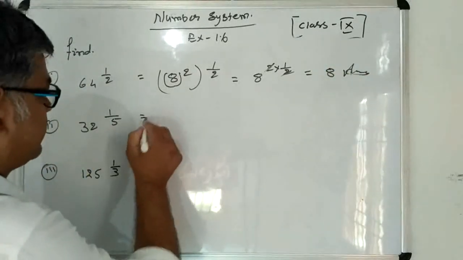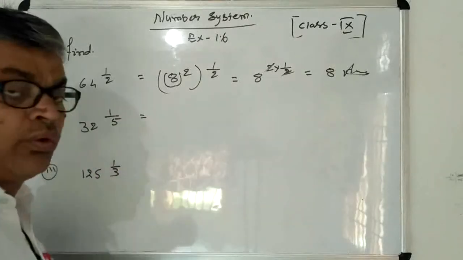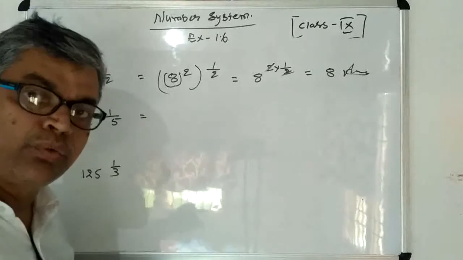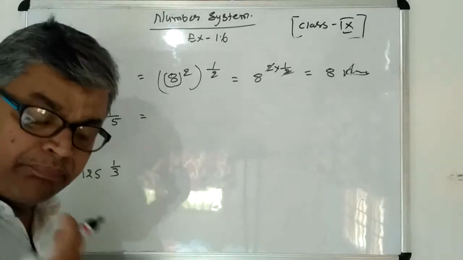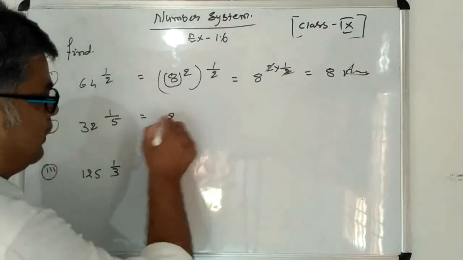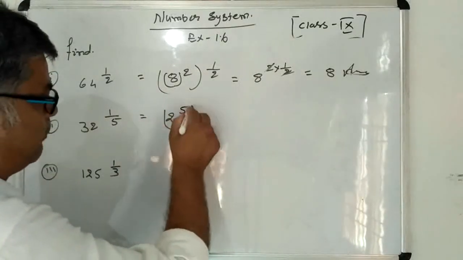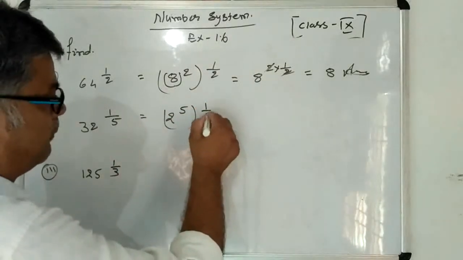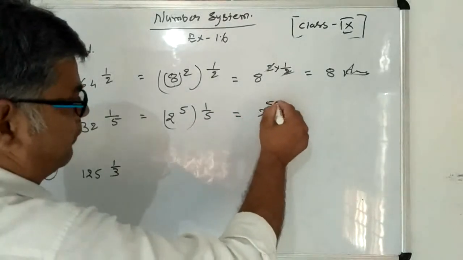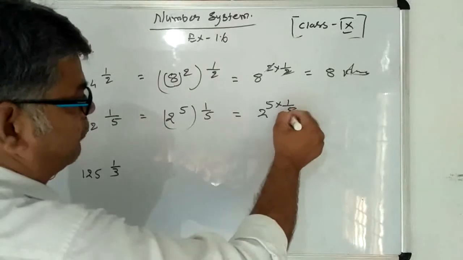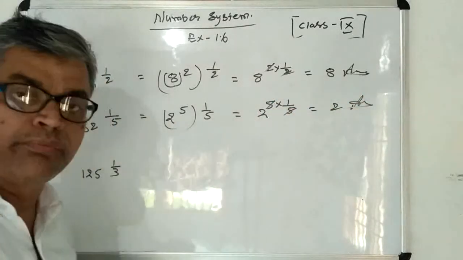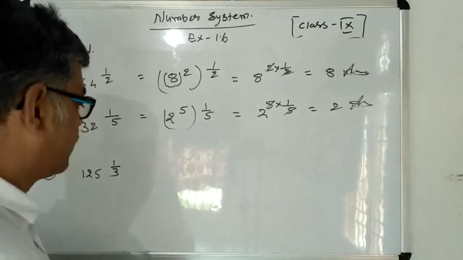Similarly, in this case, 32 to the power 1 by 5. Now we have to express 32 as the fifth power of a number. So we can write 32 as 2 to the power 5, whole power 1 by 5. After simplifying, we have 2 to the power 5 into 1 by 5. The 5 will get cancelled, so it will be 2. In this way, this question is also completed.